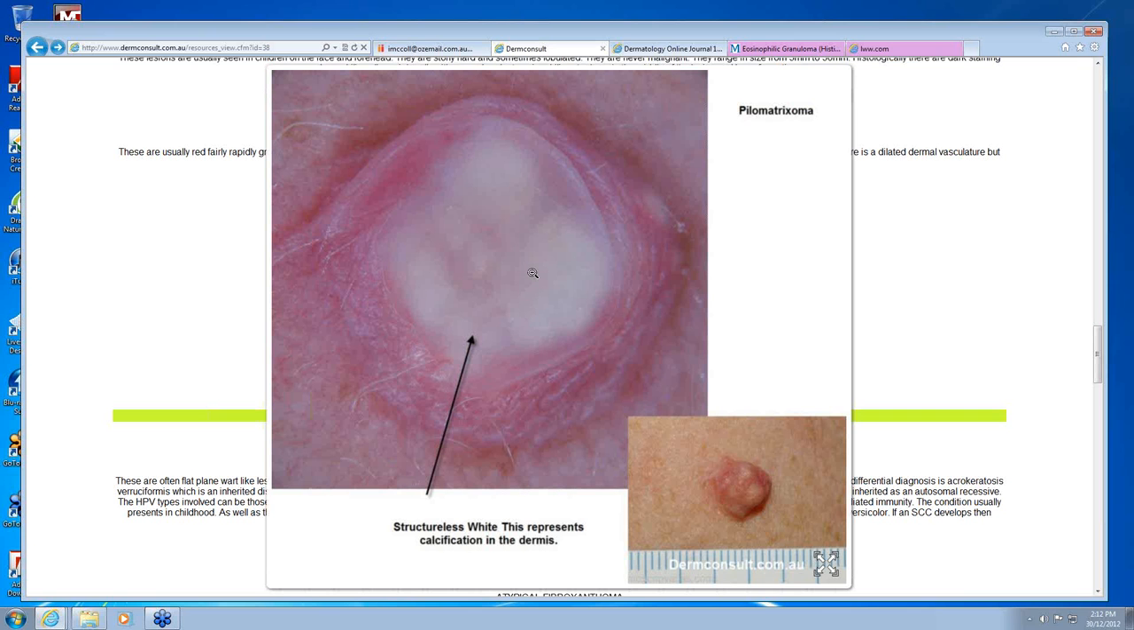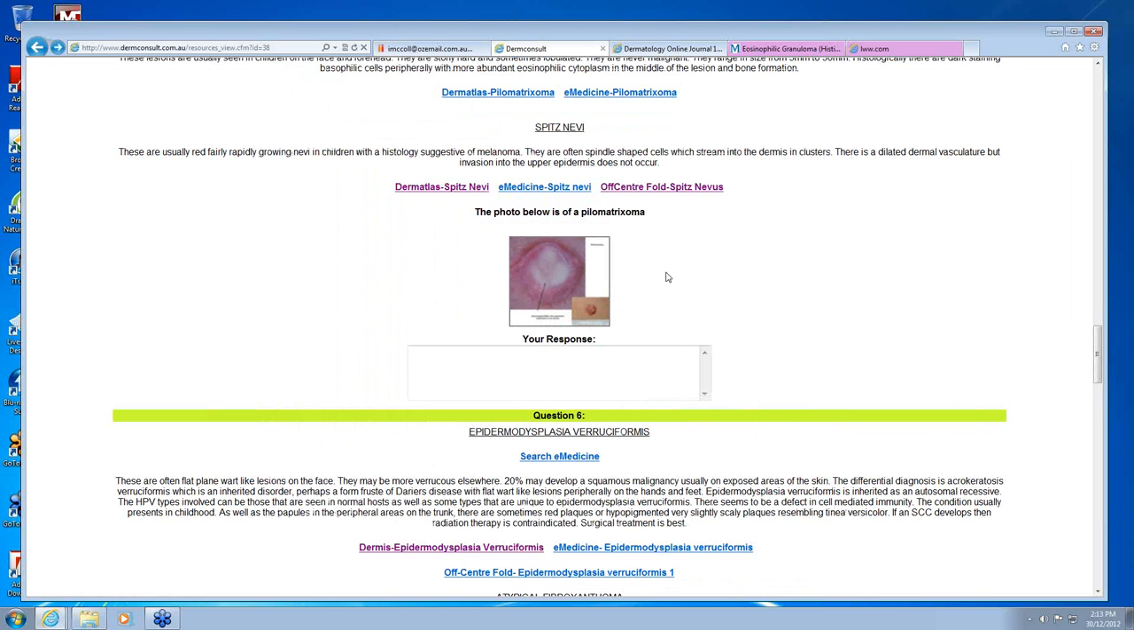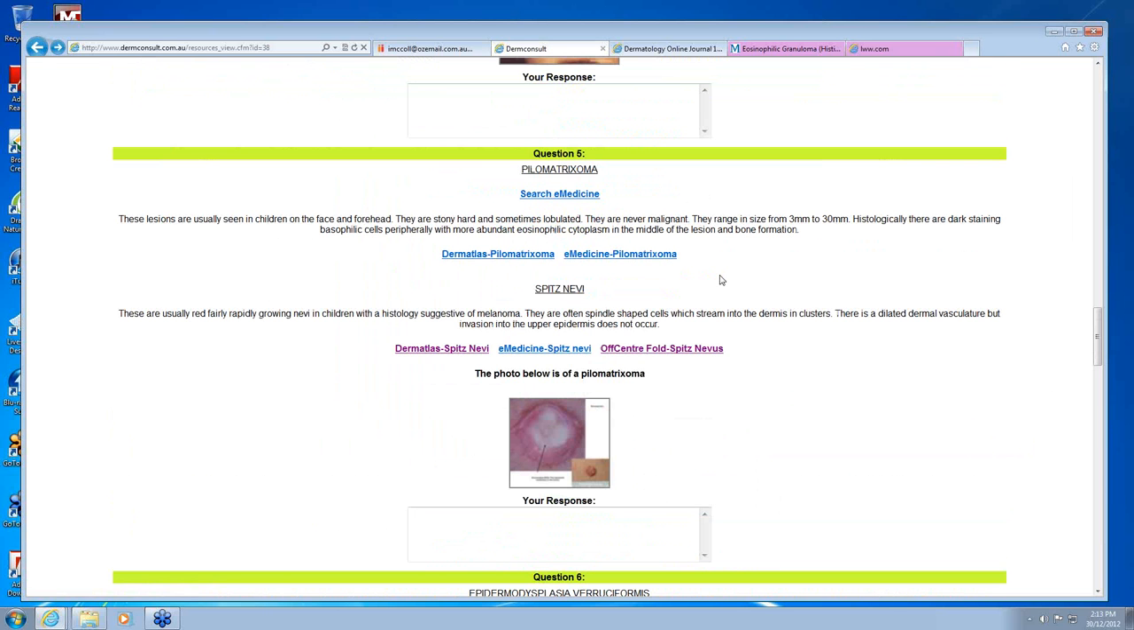White structureless areas can also be seen with mollusca, and I think they can also be seen in accessory nipples with a dermatoscope. But white structureless like this, a hard, firm, lobulated, solitary lesion, is a pilomatrixoma. Generally, I advise excision of these. They don't resolve on their own. There is an inherited version where you can get multiple pilomatrixomas.